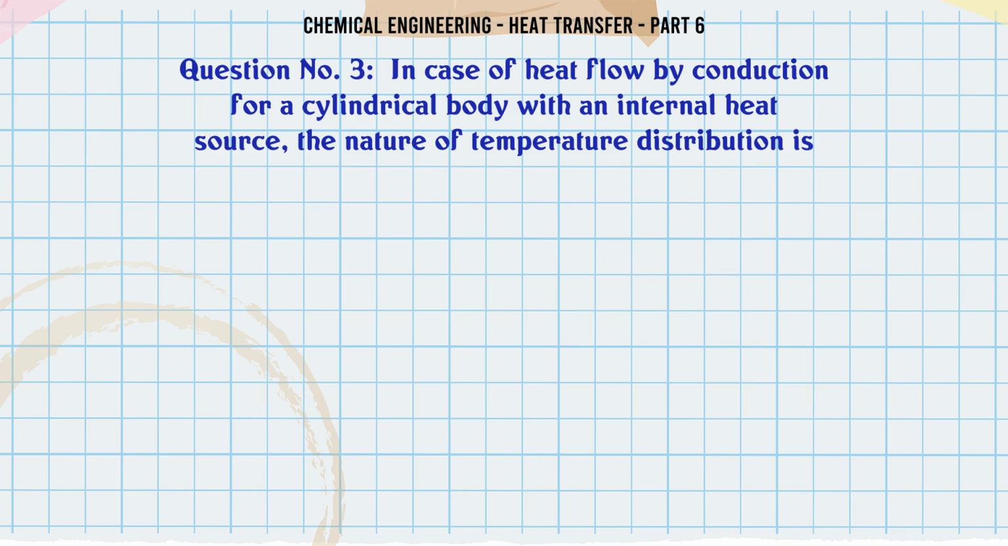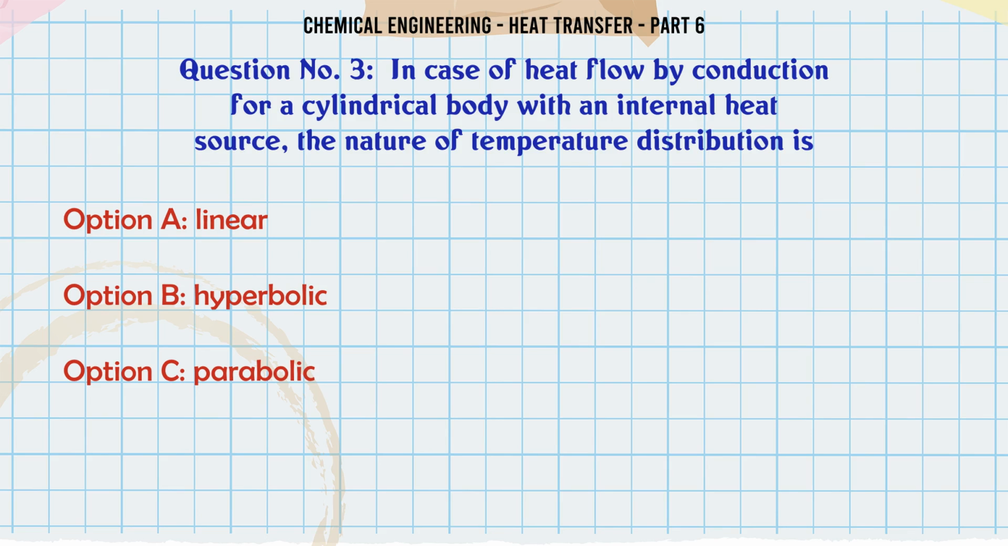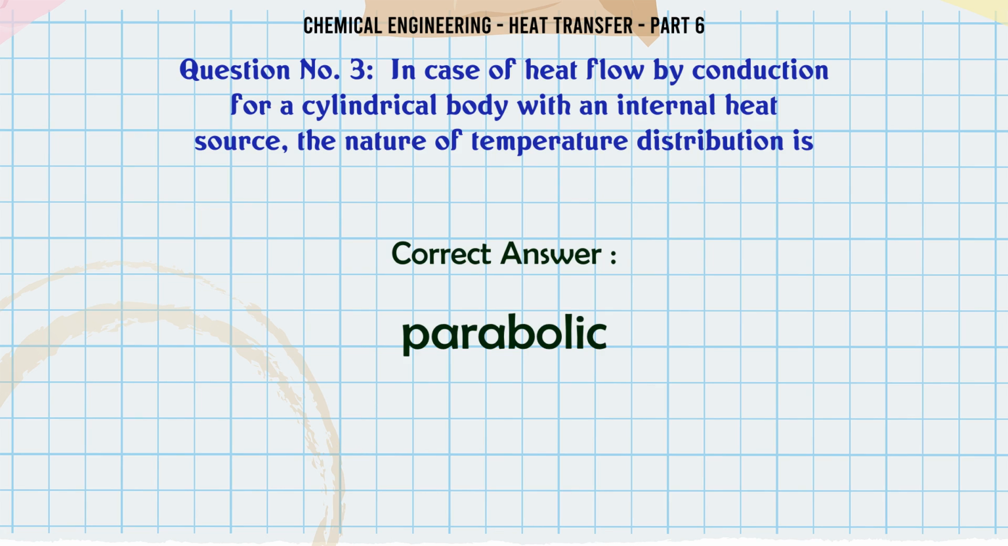In case of heat flow by conduction for a cylindrical body with an internal heat source, the nature of temperature distribution is A. Linear. B. Hyperbolic. C. Parabolic. D. None of these. The correct answer is parabolic.